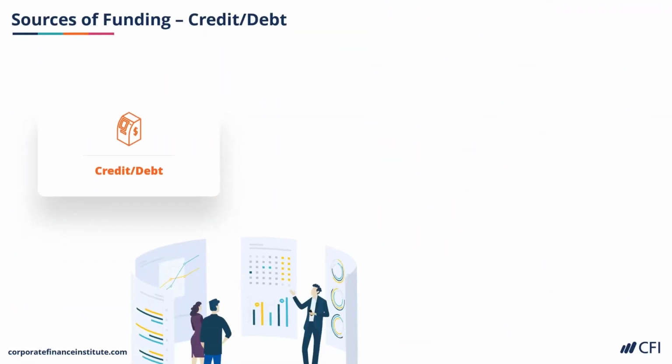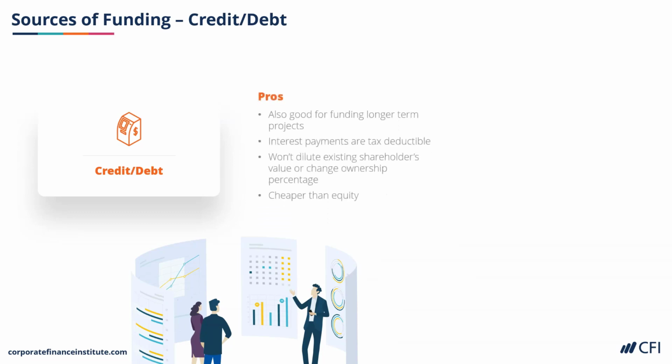Now let's take a look at credit and debt. It's also good for long-term project funding, just like equity or cash. The interest payments on credit are tax deductible. So you're actually paying on an after-tax basis less than the actual nominal interest amount. Borrowing money by issuing credit or debt won't dilute the existing shareholders or change the ownership structure of the company. It's cheaper than equity because it's lower risk, because debt is repaid before equity investors receive any money.